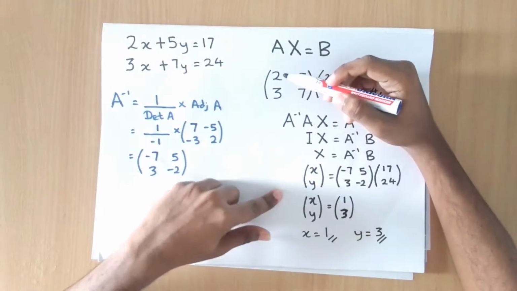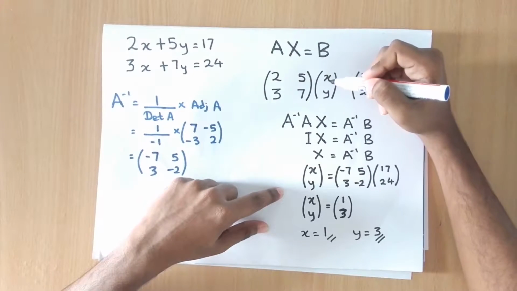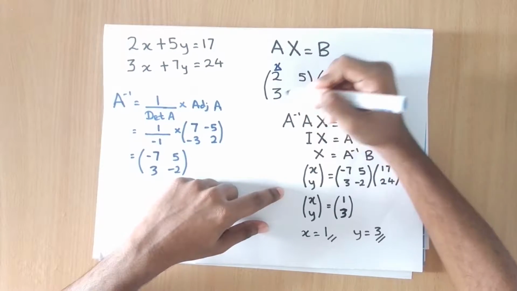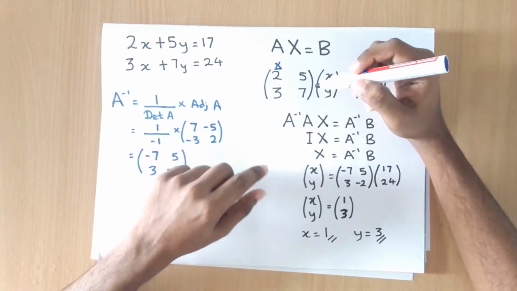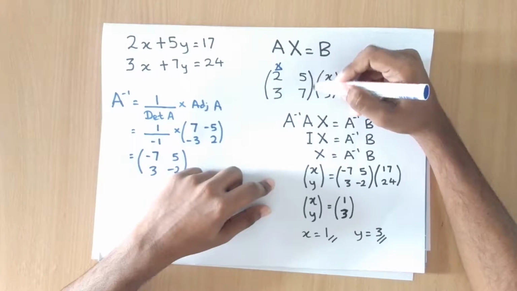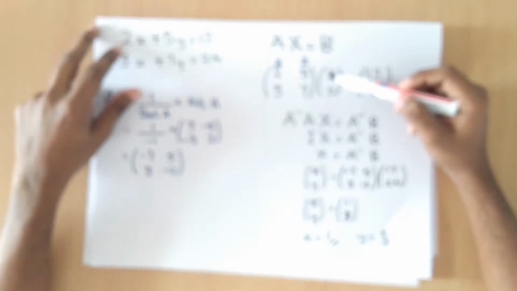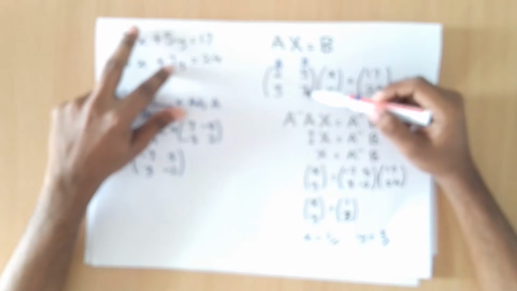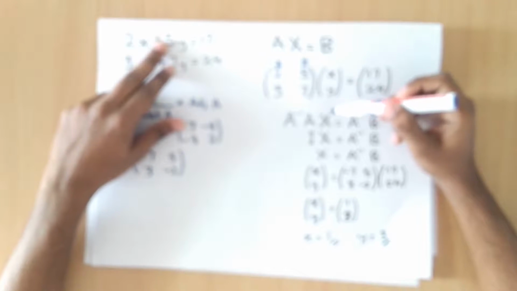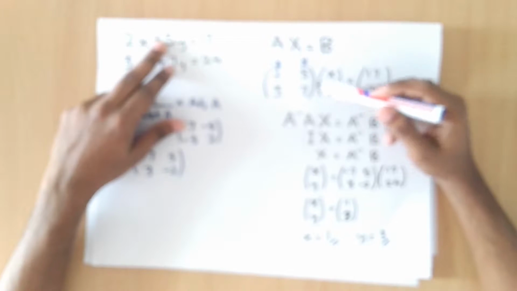Remember, the first column of this matrix will contain all the coefficients of the first variable, and the second column of the first matrix will contain all the coefficients of the second variable. So 2 and 3 are the coefficients of x. 5 and 7 are the coefficients of y. If there was another element, say z, then the third column will have the coefficients of z.